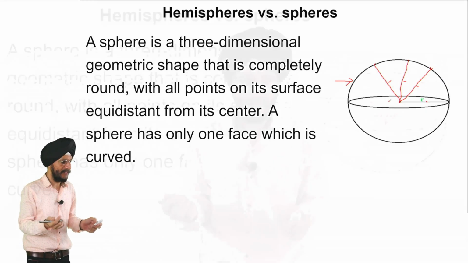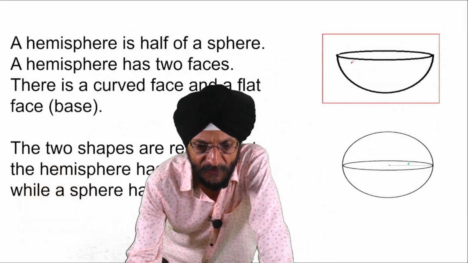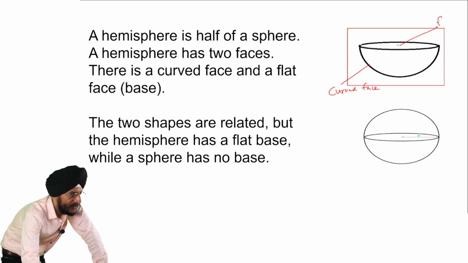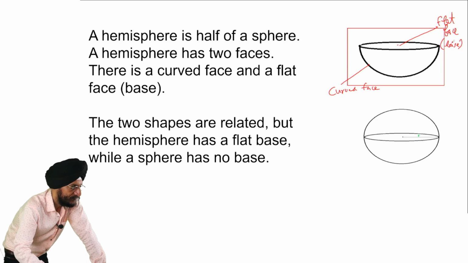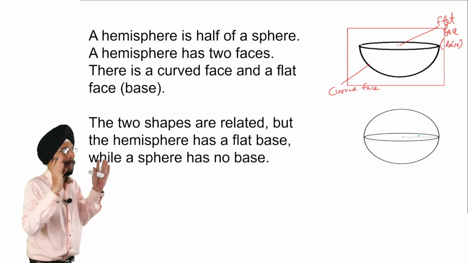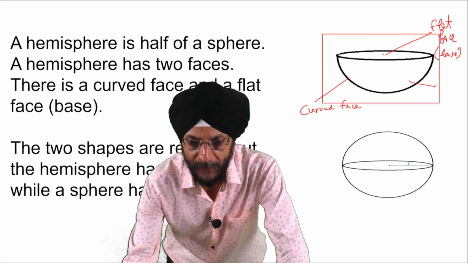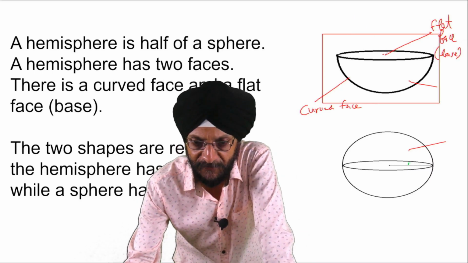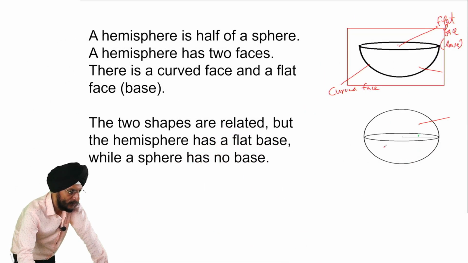Now we talk about what is a hemisphere. A hemisphere is half of a sphere. A hemisphere has two faces. This is the curved face. And this one is the flat face, or we also call it the base. These two shapes, that is hemisphere and sphere, are related, but the hemisphere has a flat base while a sphere does not have a base.